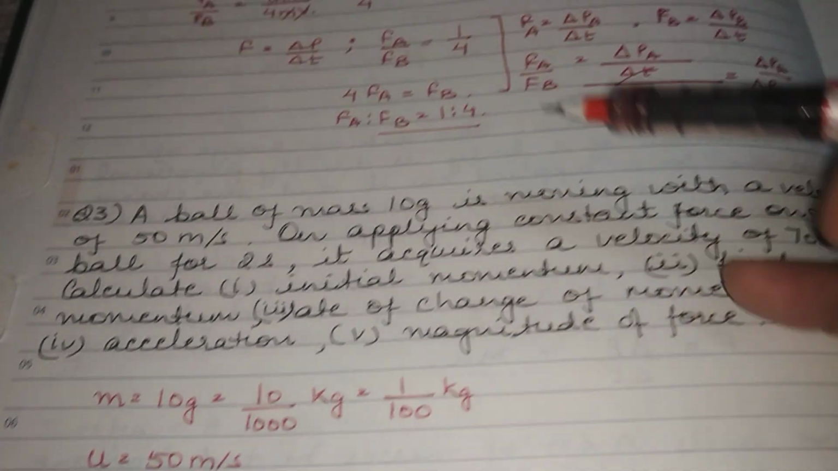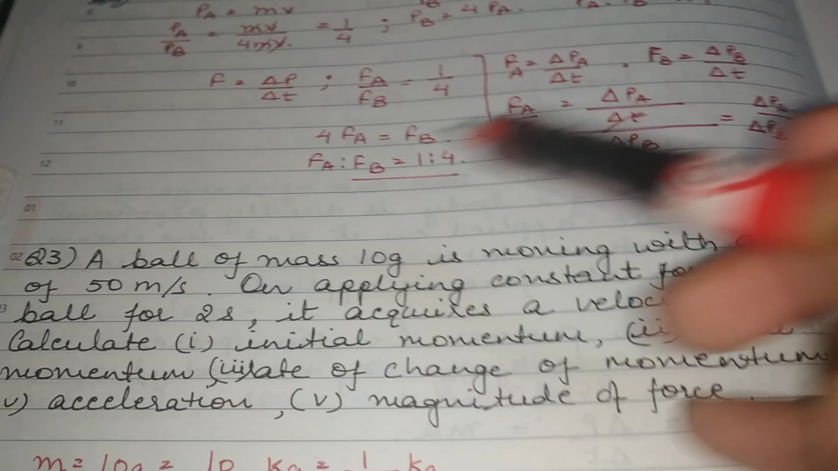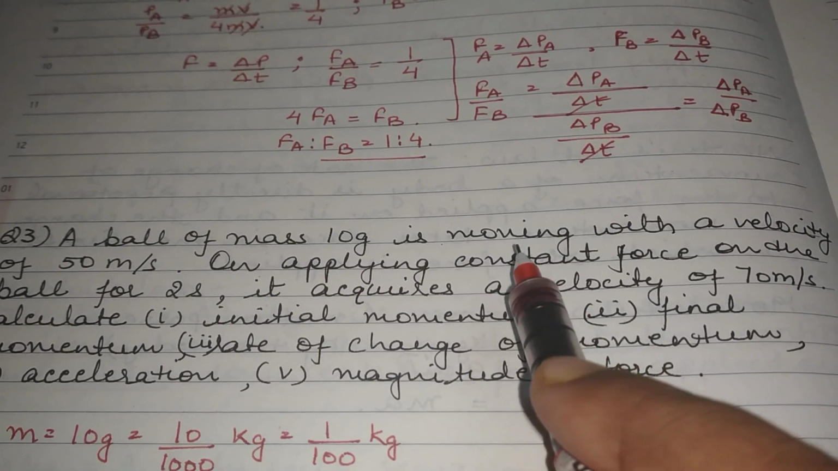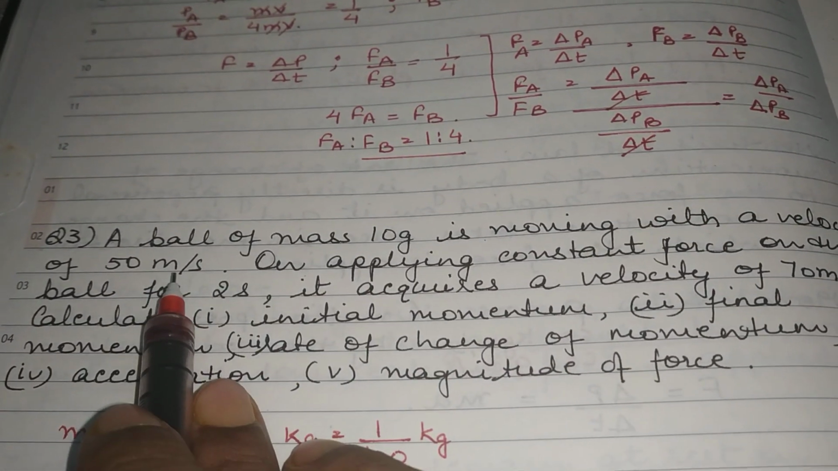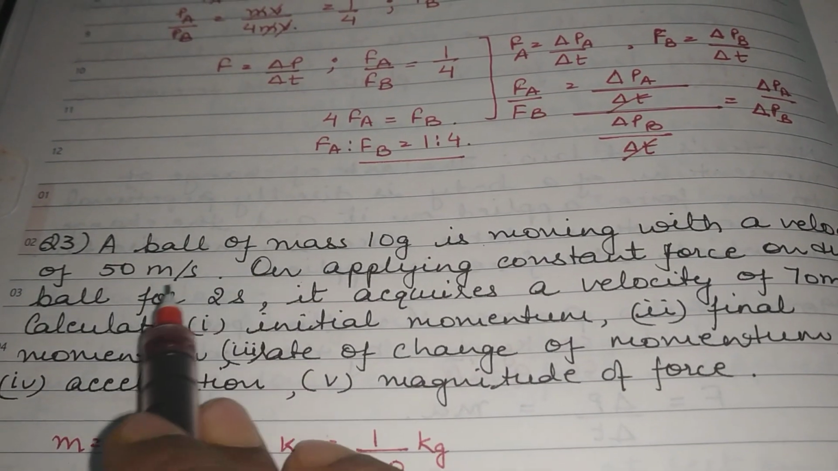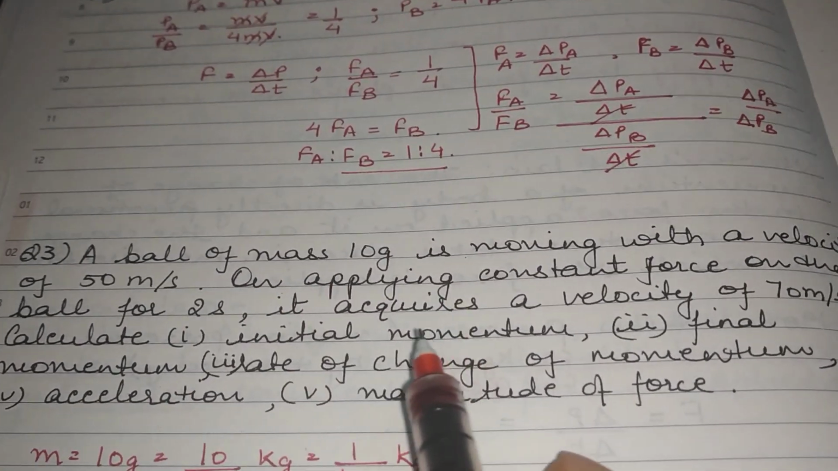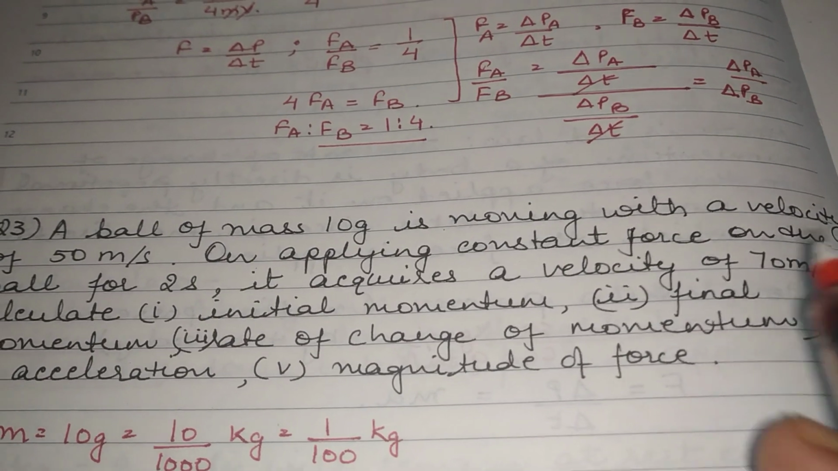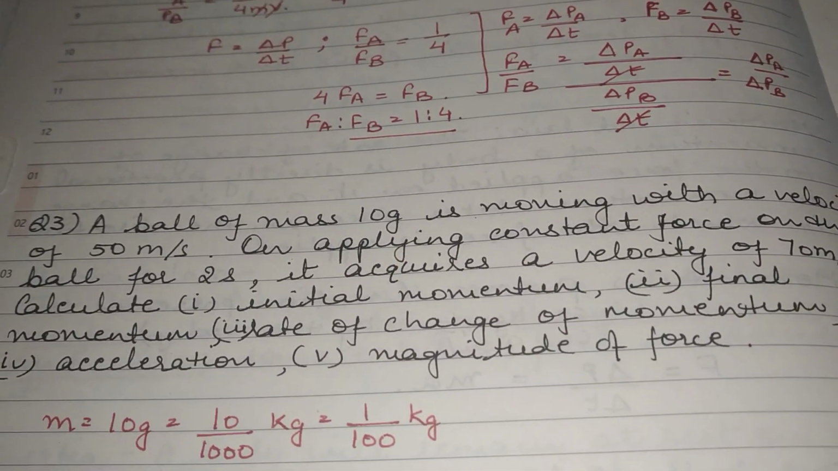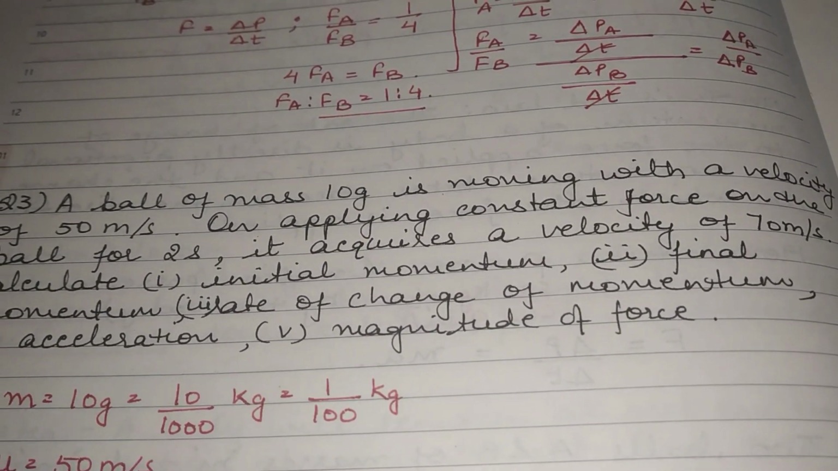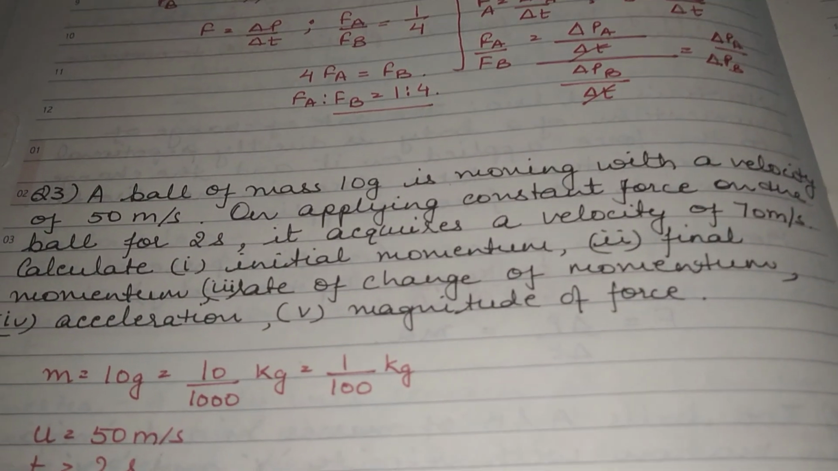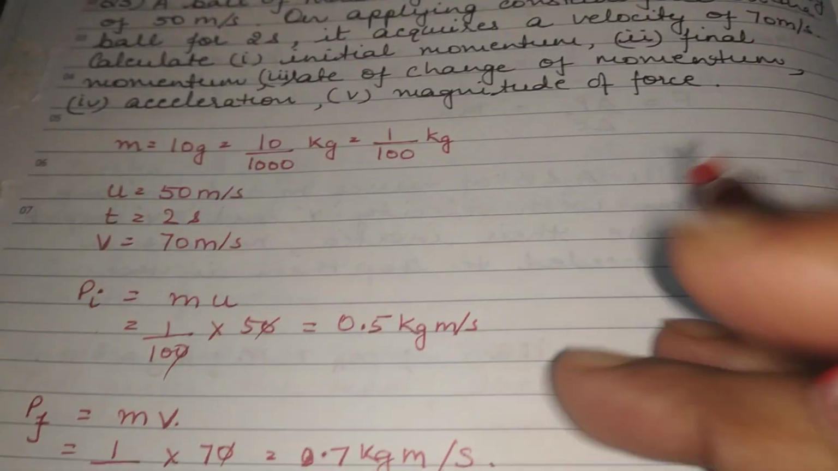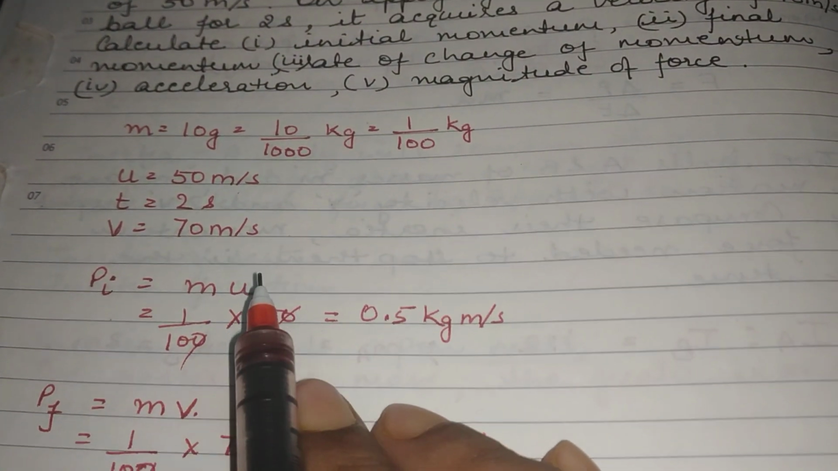How do you identify that 50 meters per second is the initial velocity? Just because it is already written in the first sentence that it is moving with a velocity of 50 meters per second. So that is how we come to know that this is the initial value. And acquires a velocity of 70 meters per second means after 2 seconds, it acquires the velocity of 70 meters per second, which means that the final velocity is 70. Okay, so you have these values with you.